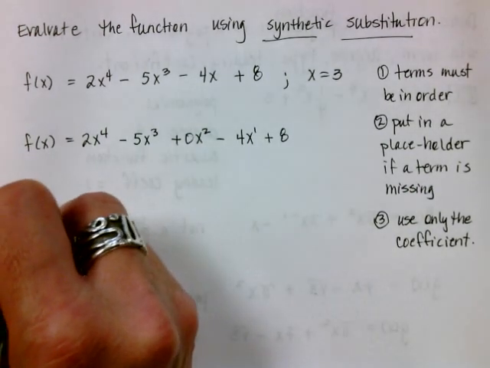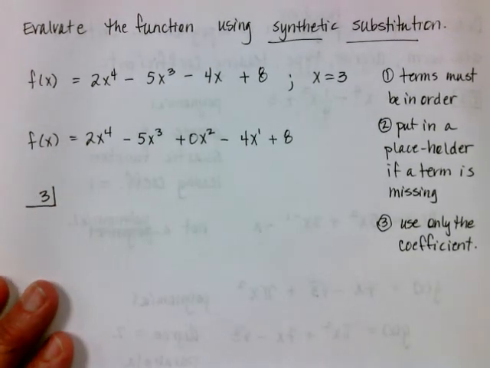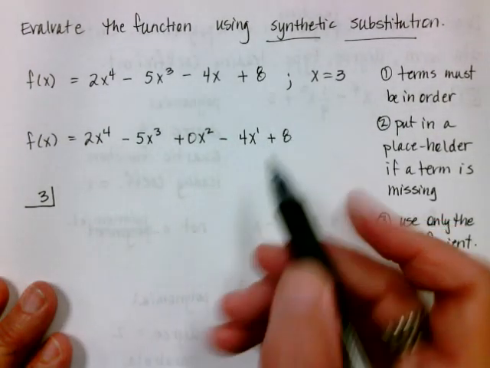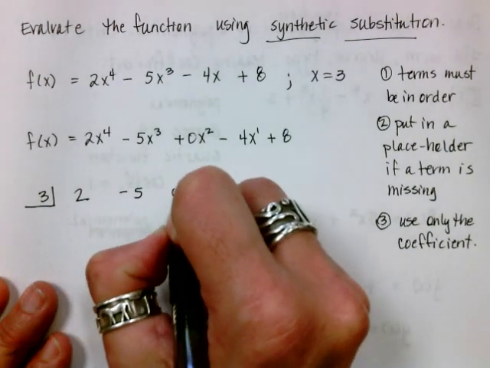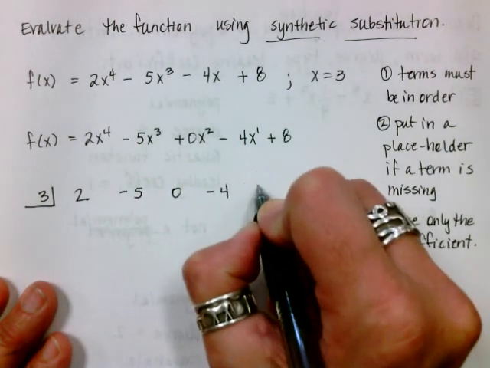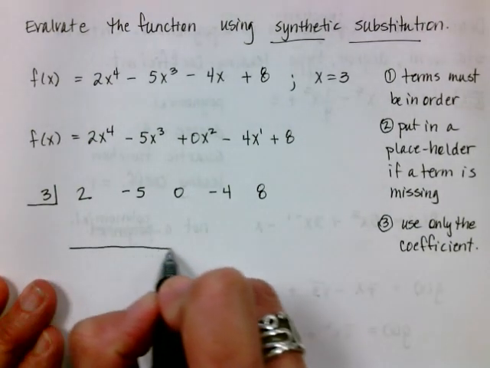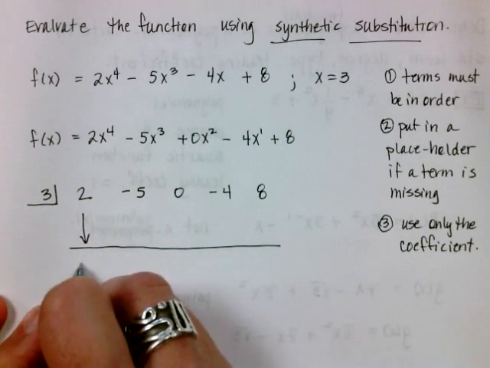So the first thing I do is I write down what I want to evaluate it at, and I put it in that little weird little box. And then I'm going to write down my coefficients in order. So I had a 2, a -5, a 0, a -4, and an 8. I'm going to draw a line. You need to do this part. And I'm going to bring down the first term.